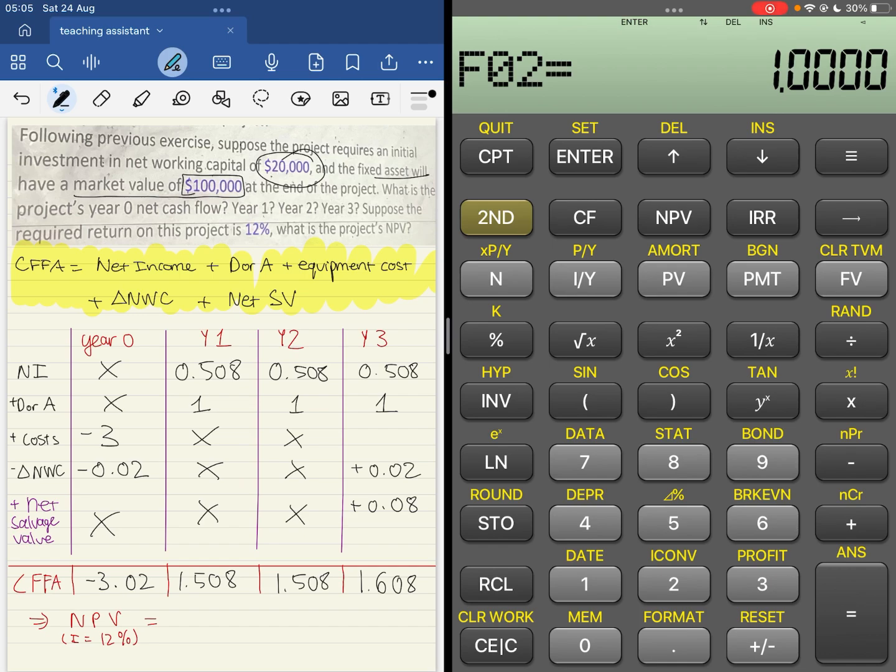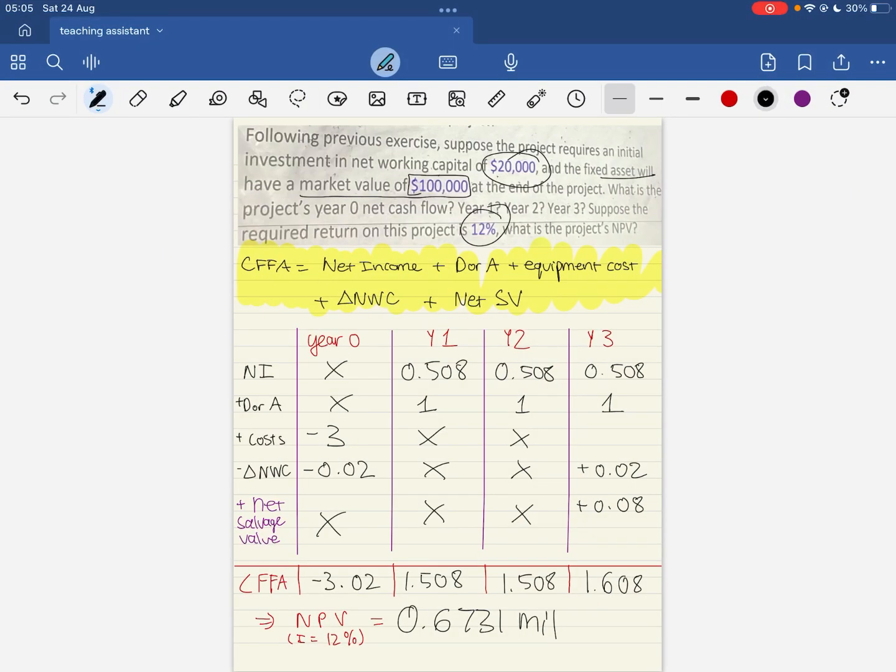And the next step is to press NPV. They ask what the interest rate is. The required return is 12%. Here we can see, suppose the required return on this project is 12%. So 12, enter. Then we go down, press CPT, and the NPV is equal to 0.6731 million dollars. That's how we do this exercise. So the NPV is equal to 0.6731 million dollars, step by step.